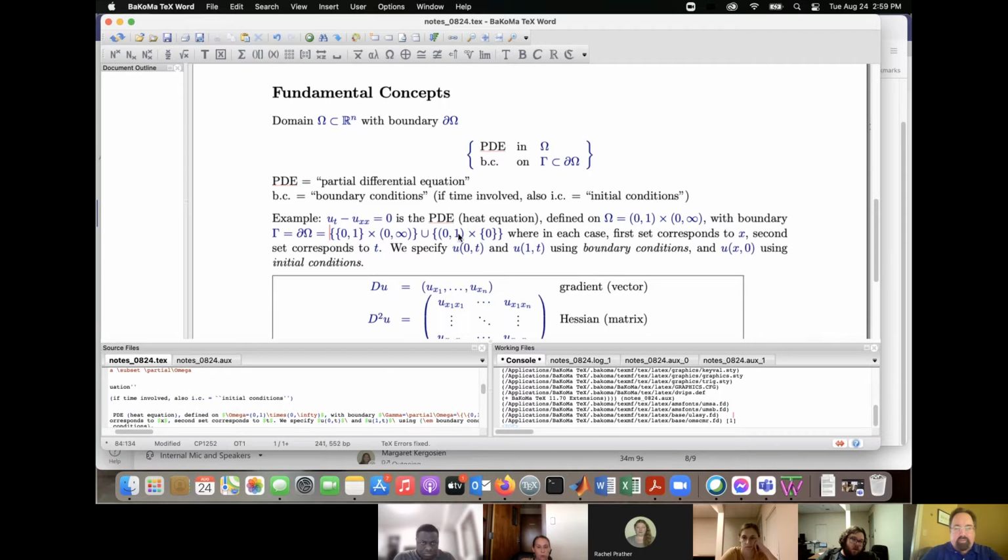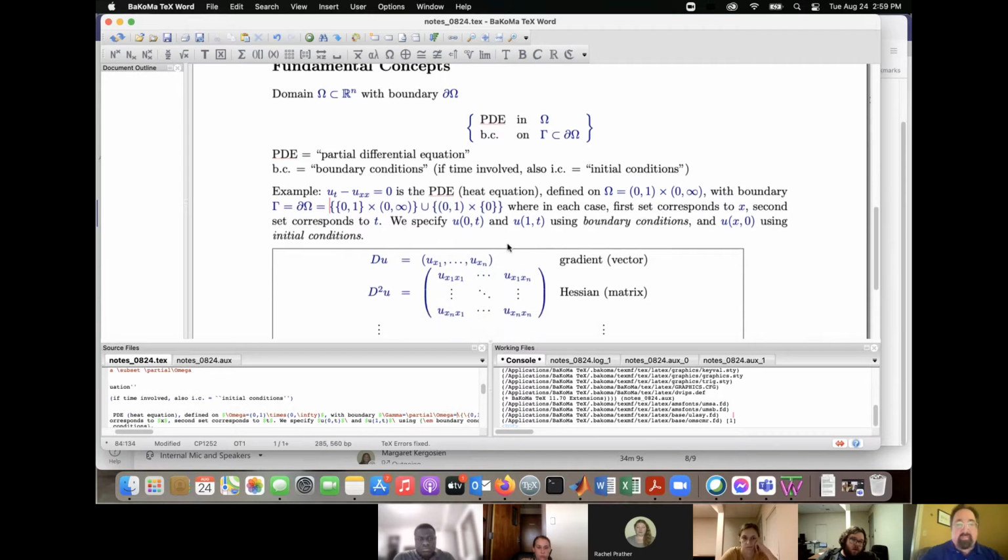The boundary of omega is all this. Now, how we specify derivatives: when you're talking about functions of a single variable, you just think in terms of first derivative, second derivative, etc. But when you have functions of several variables, we need ideas from linear algebra to describe derivatives, because derivatives with respect to several variables are involved.